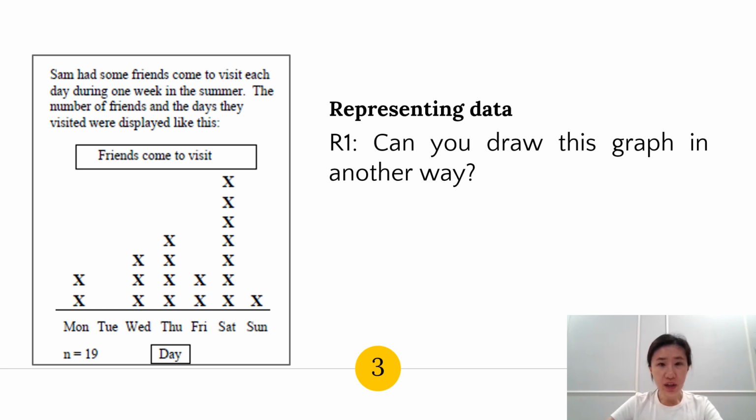So in this example at the R level, can you draw this graph in another way? So this is a question that requires students to represent the data that they see here in terms of the number of friends who came to visit every day for that particular week, and think of other forms of representation that they feel is suitable to represent this particular data. Okay, so that is the representation level of the 4 key statistical processes.